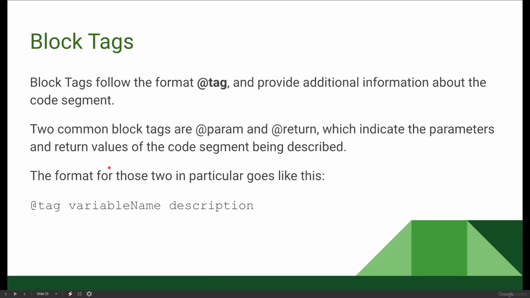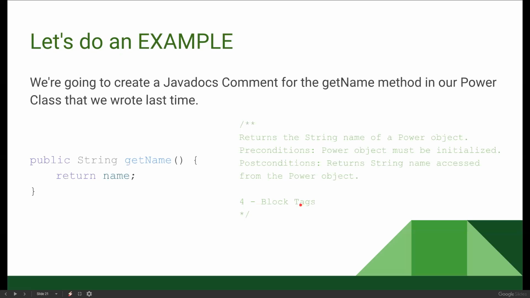So the format for this, we've got our at and then the tag, so at param or at return. We've got the variable name, if it's a parameter or if we're returning a variable, and then a description of what is going to be going on with that parameter or return value, what it is meant to represent. So in this example, we don't have any parameters, so we don't need an at param tag, but we do need an at return tag because we're returning something.